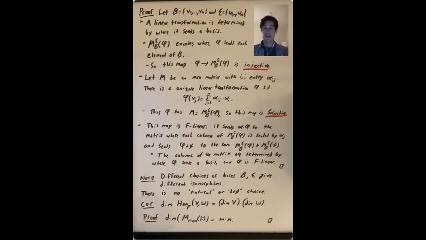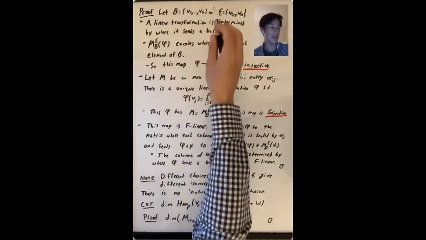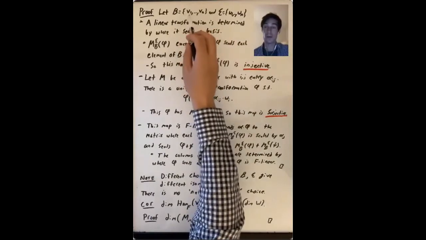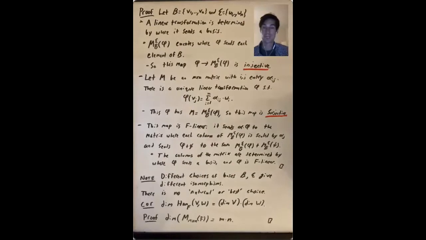In order to start the proof, let's first name the elements of the bases B and E. B will be v_1 up through v_n, E will be w_1 up through w_m. So we have to show that this map we wrote down that takes a linear transformation to the matrix M_B,E(phi) is an F module isomorphism. So that means that it's F-linear, injective, and surjective. So let's just do each piece.